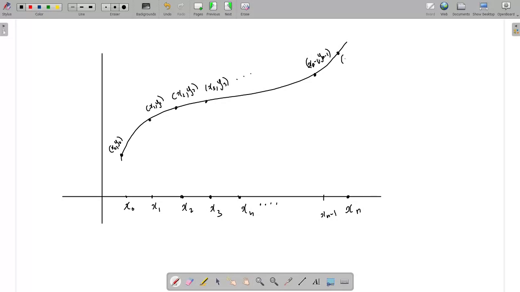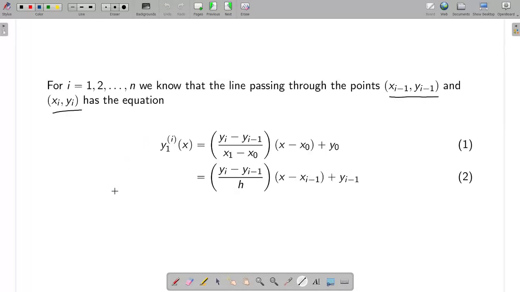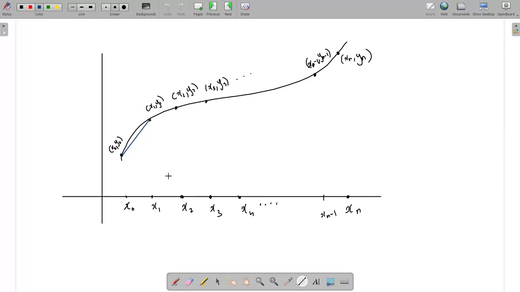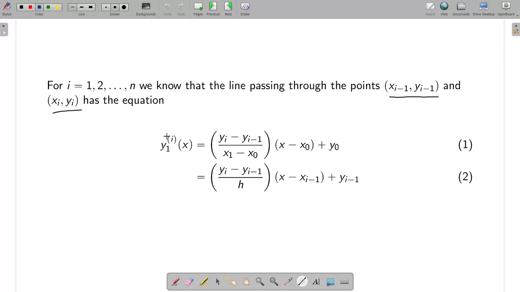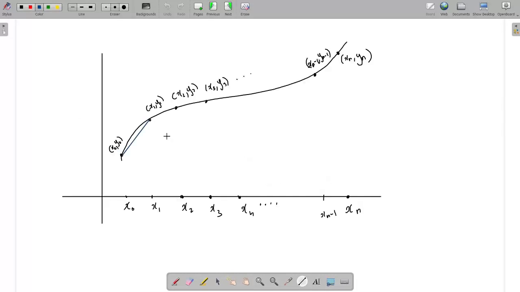This would be xn, yn. So this is what we have. For the trapezoidal rule, we will be looking at the linear polynomial, or the line, passing through two consecutive points. The first one, we are calling y11. So this is the polynomial y11.